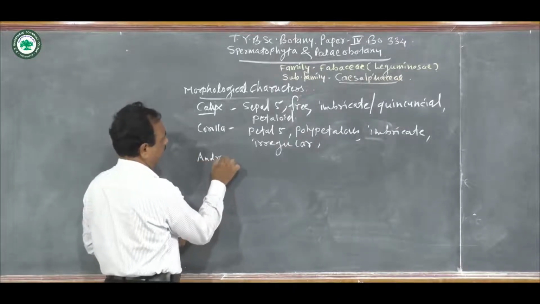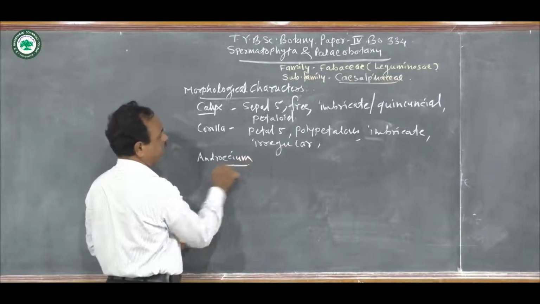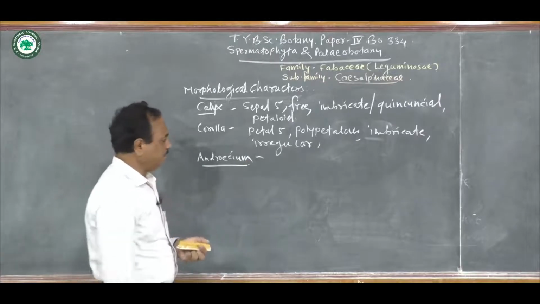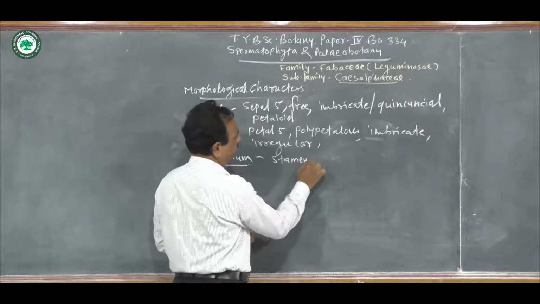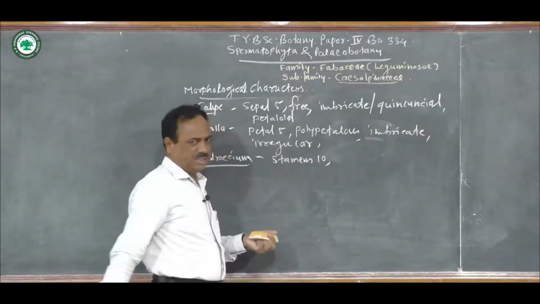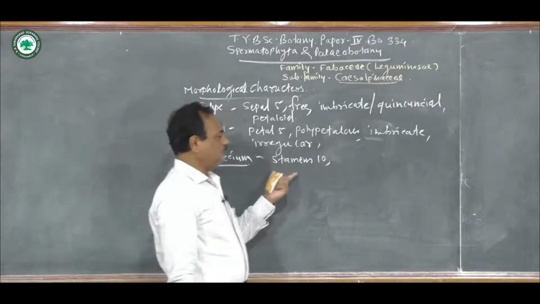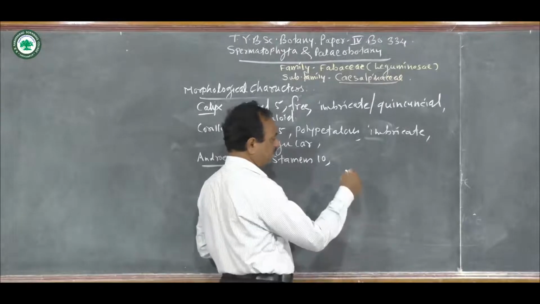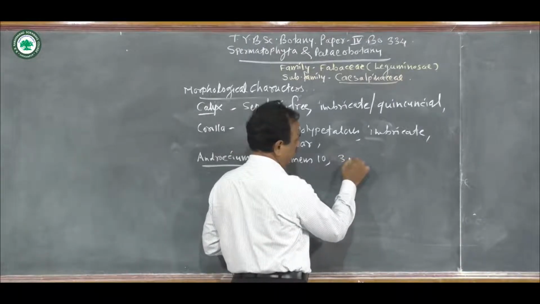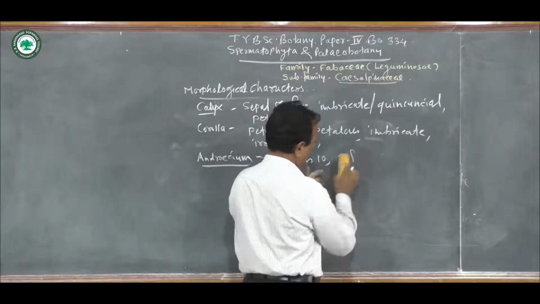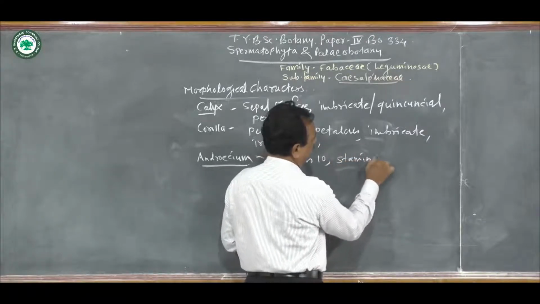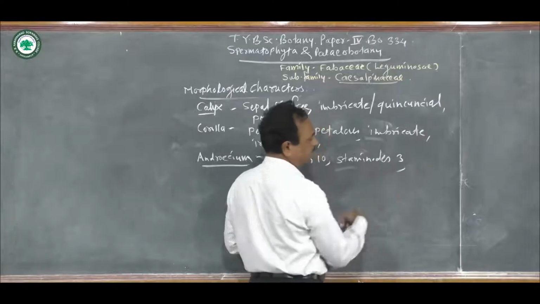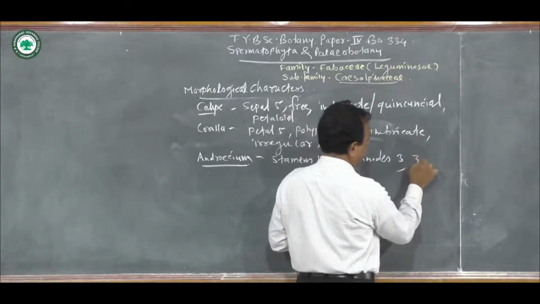Now the androecium generally shows the presence of stamens, which are 10 in number. Out of these 10 stamens, 3 form the staminodes. Staminodes are 3. Then 3 stamens.